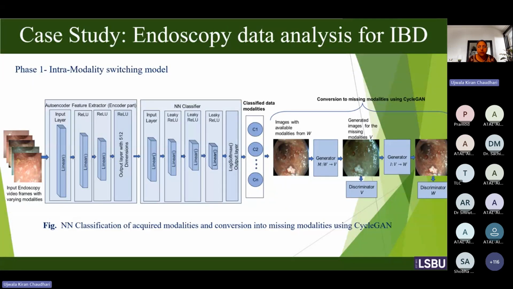Okay, I'll explain the case study on which I have worked, where we used the cycle GAN model. It is an intra-modality switching model, where endoscopy videos are given as an input, and we extracted the frames from those videos and applied our typical convolutional neural network to categorize them, because there are different kinds of modalities in endoscopy, like iScan 1, iScan, depending on the device used to capture the information.